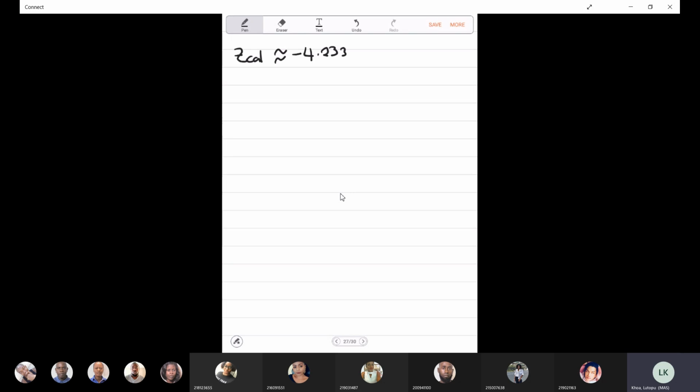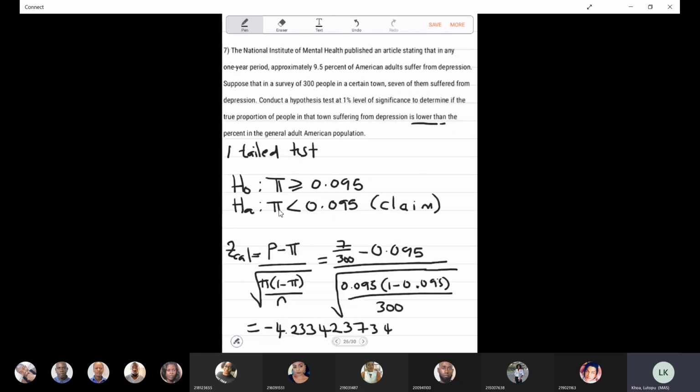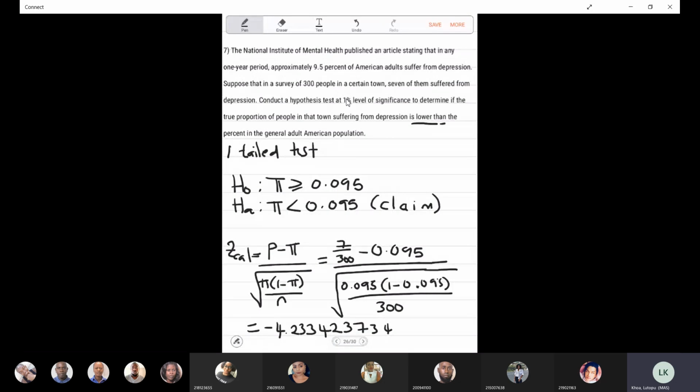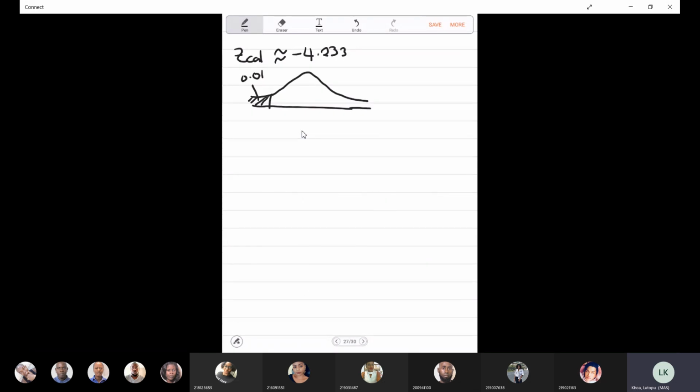So the Z that we calculate is approximately equal to negative 4.233. Okay, then the next step is our rejection rule. So remember, we're dealing with a one-tailed test, and this is a lower tailed test because in my alternative hypothesis, I have less than. So this is my rejection region. This area should be equal to 0.01 because I am testing at 1% level of significance.